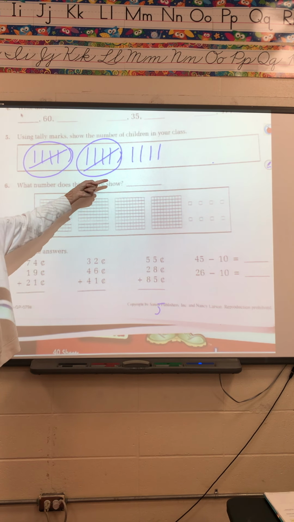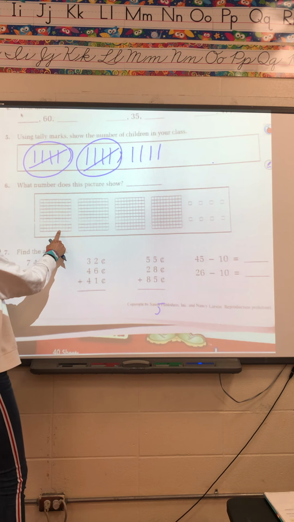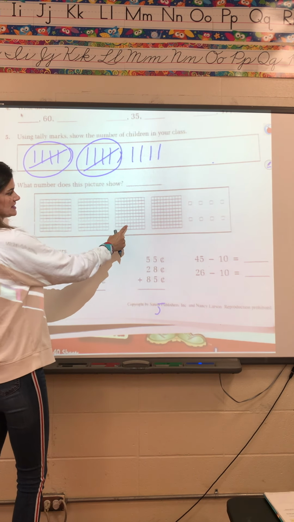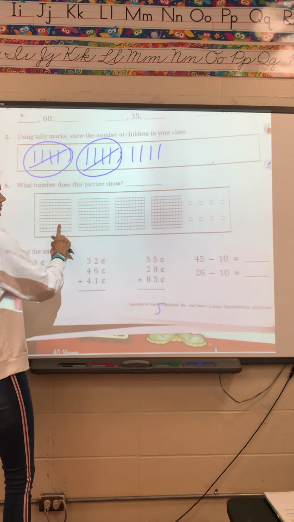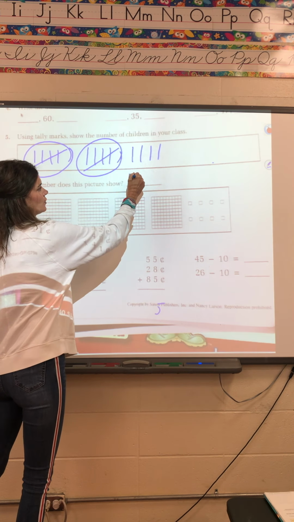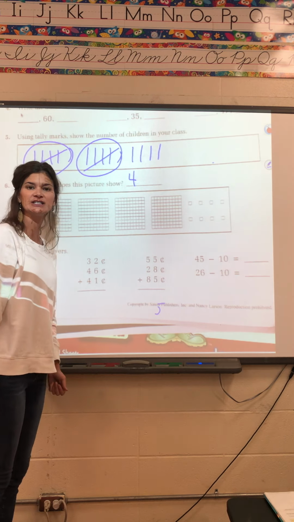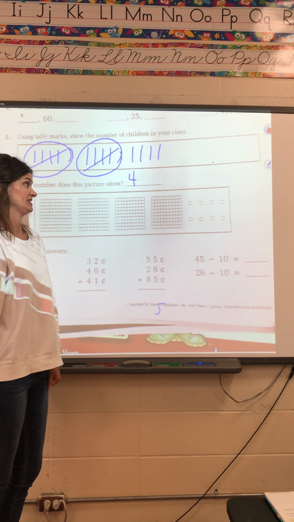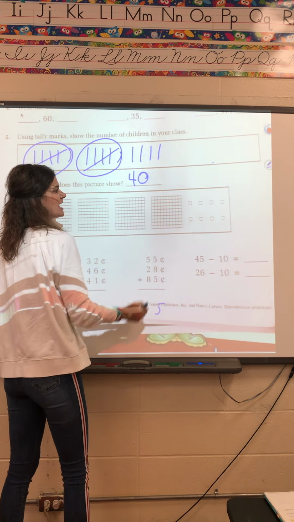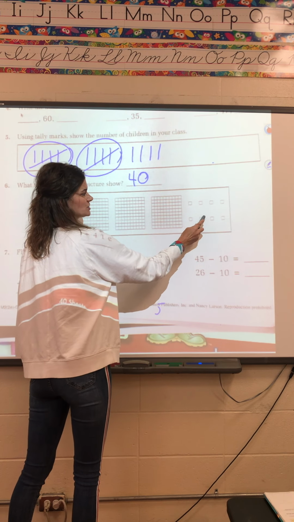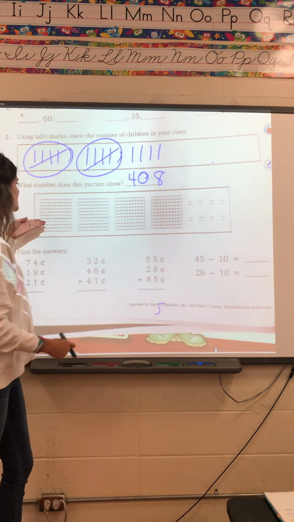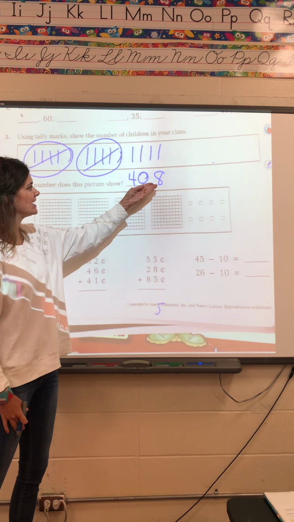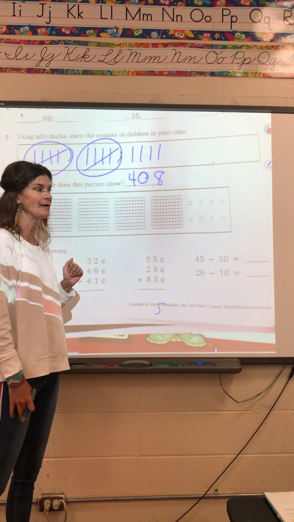What number does the picture show? Well, this is 100, and this is 100, and this is 100, and this is 100. So how many hundreds do we have? 1, 2, 3, 4. 4 hundreds. How many groups of 10 do I have? 0 tens. And how many ones do I have? 1, 2, 3, 4, 5, 6, 7, 8. So this represents 408. Do you see that?